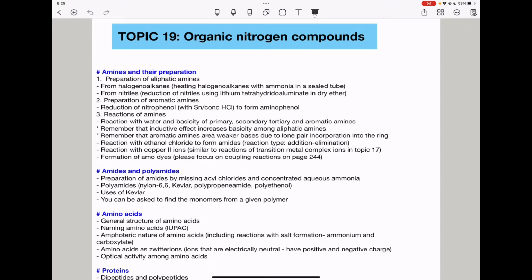They could also ask you about preparation of aromatic amines. One good example is the reduction of nitrophenol to produce aminophenol in the presence of tin and concentrated hydrochloric acid. Please ensure you fully understand the equations involved with this reduction.